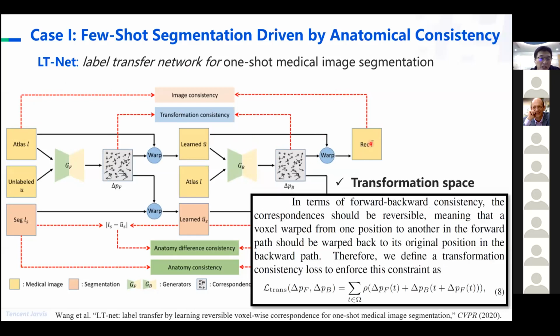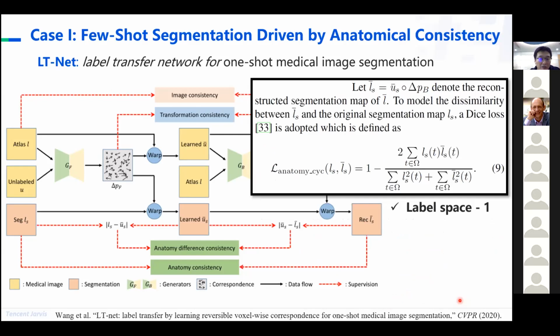Then in the transformation space, in terms of forward and backward consistency, the correspondence should be reversible, meaning that a voxel warped from one position to another in the forward path should be warped back to its original position in the backward path. So we have this loss here. The displacement of a point in the forward path and the displacement in the backward path, their summation should be 0. If it is not 0, we impose a punishment.